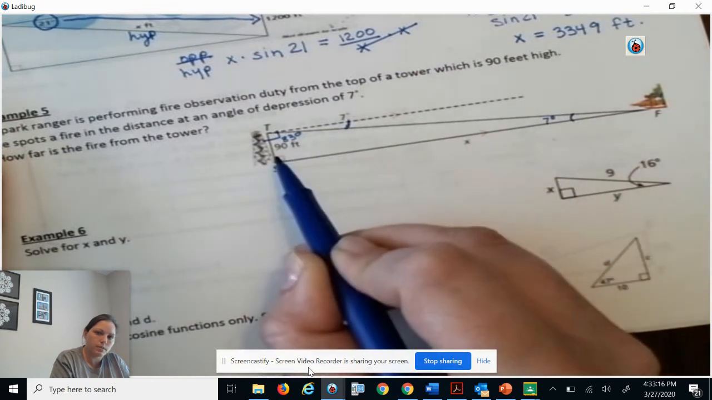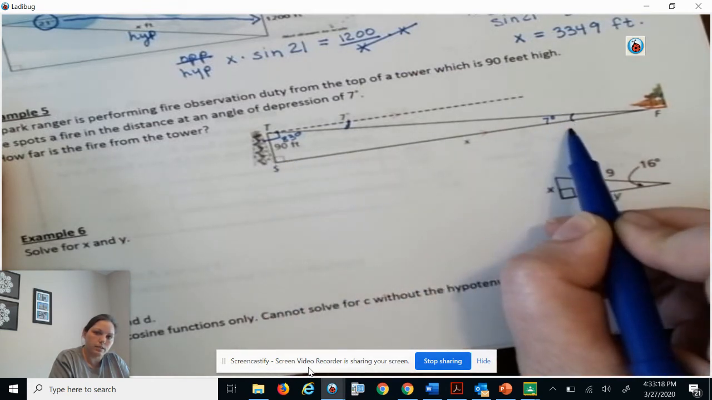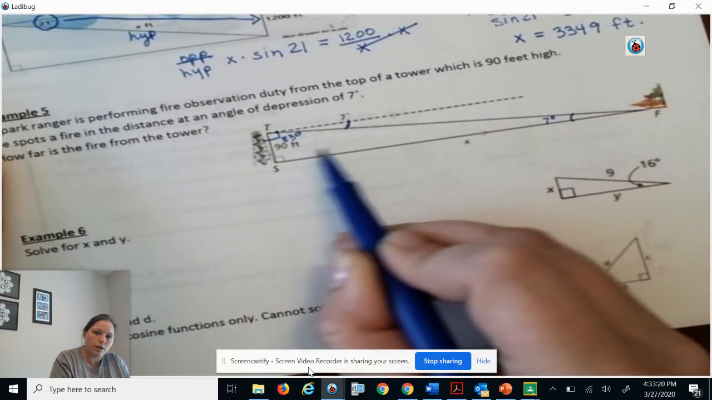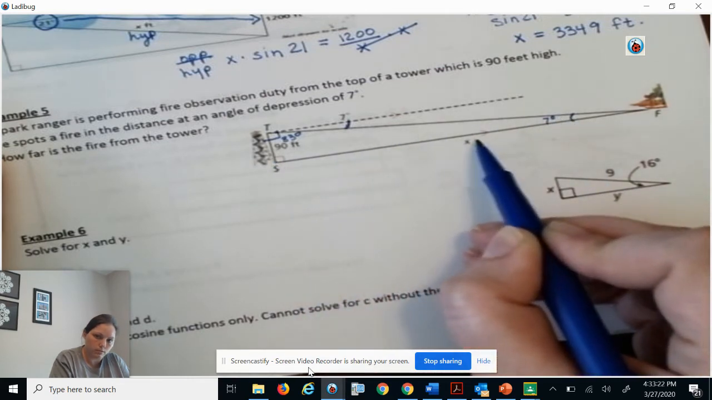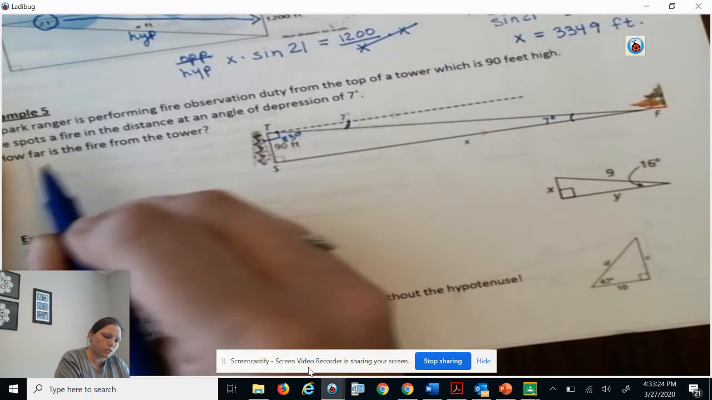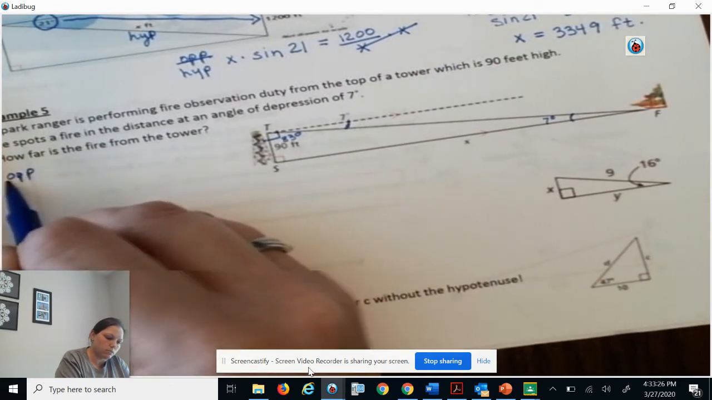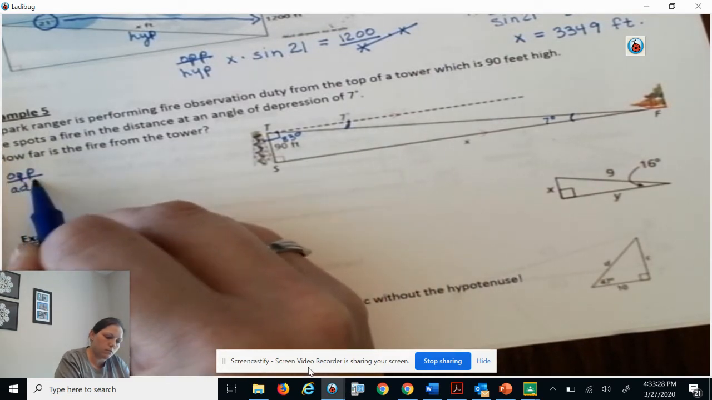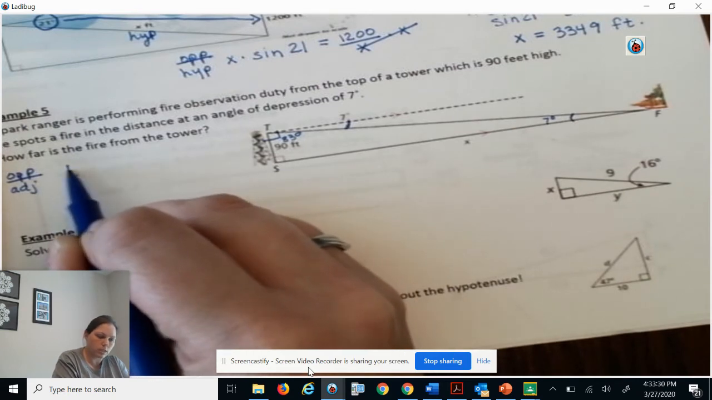So I have an opposite, and this is a leg. It's not the hypotenuse. I have an opposite and an adjacent. Remember, opposite and adjacent, no hypotenuse means I'm using the tangent.